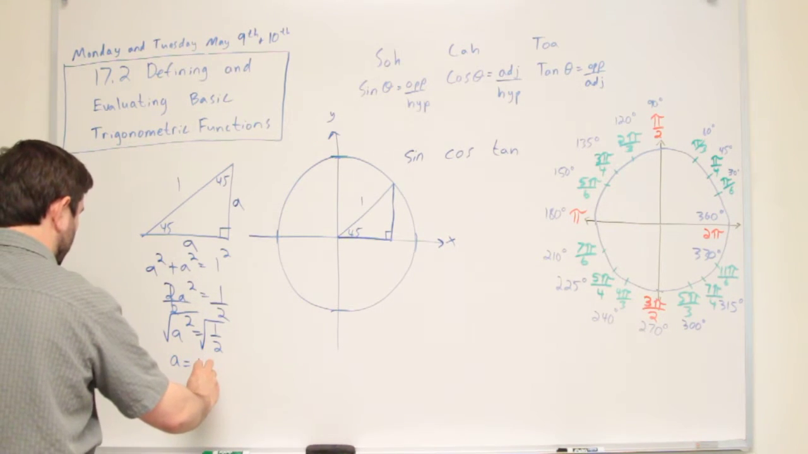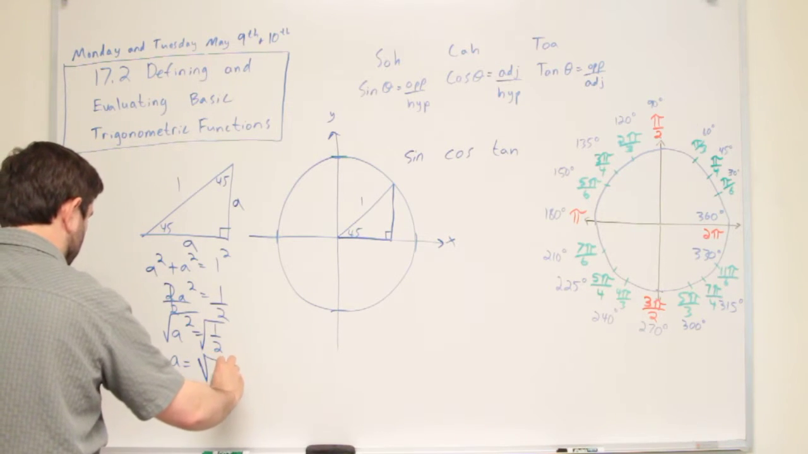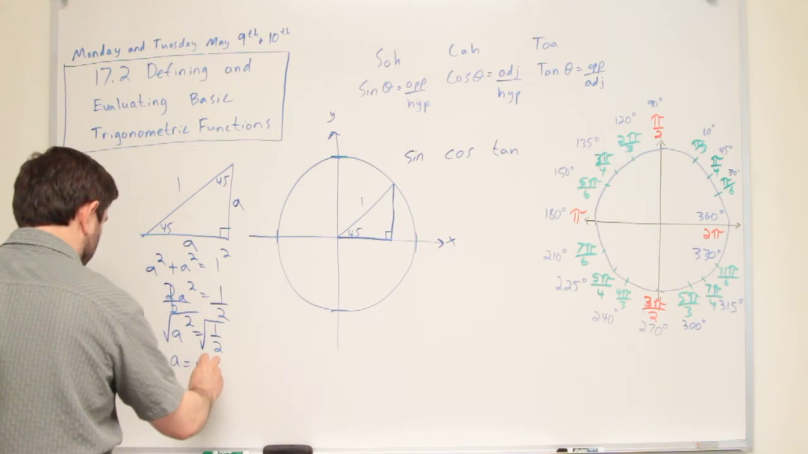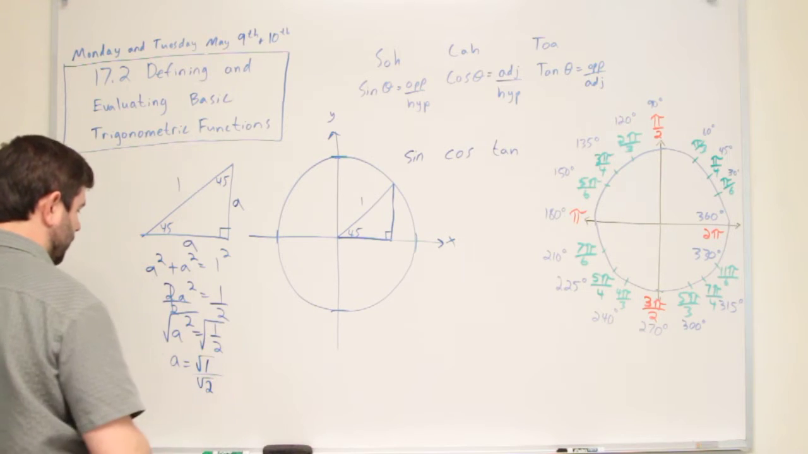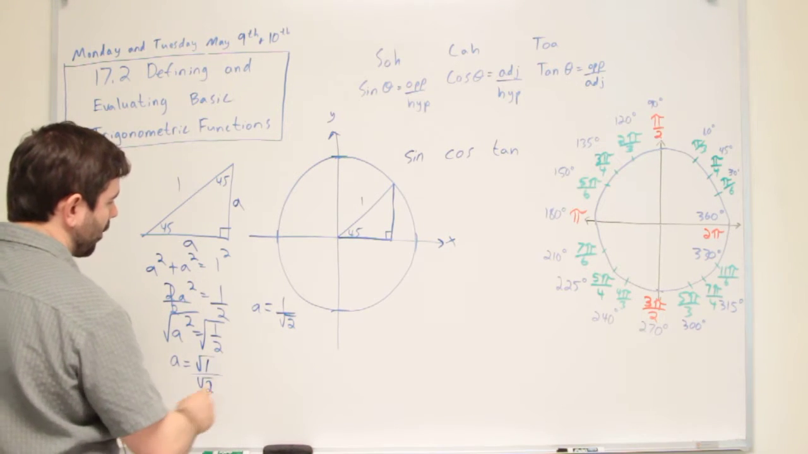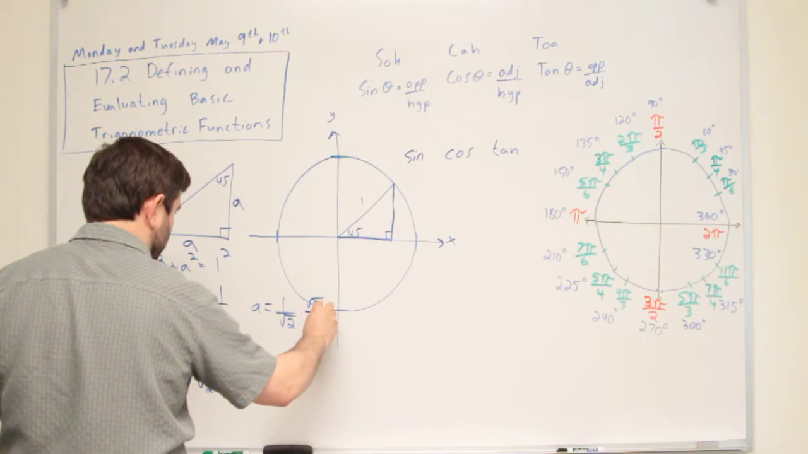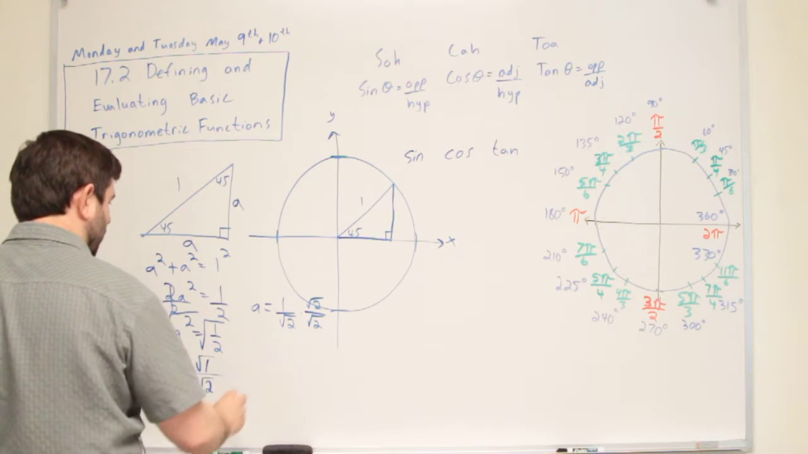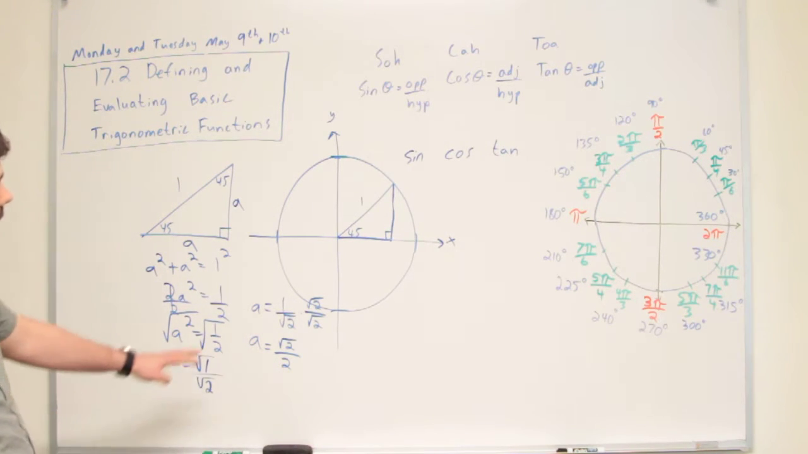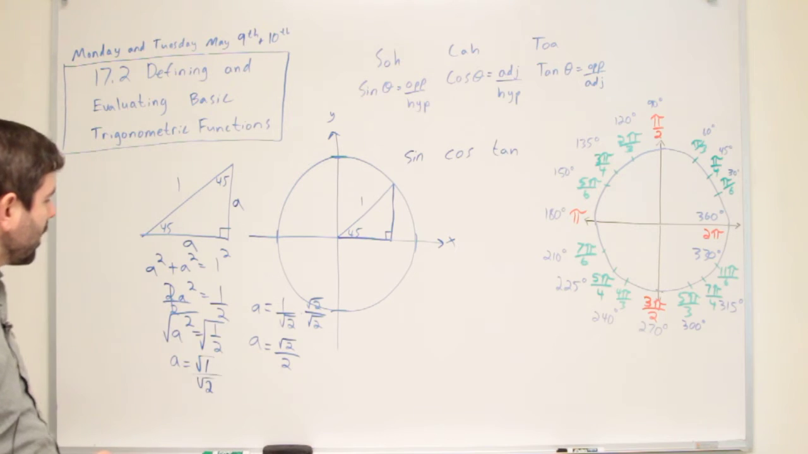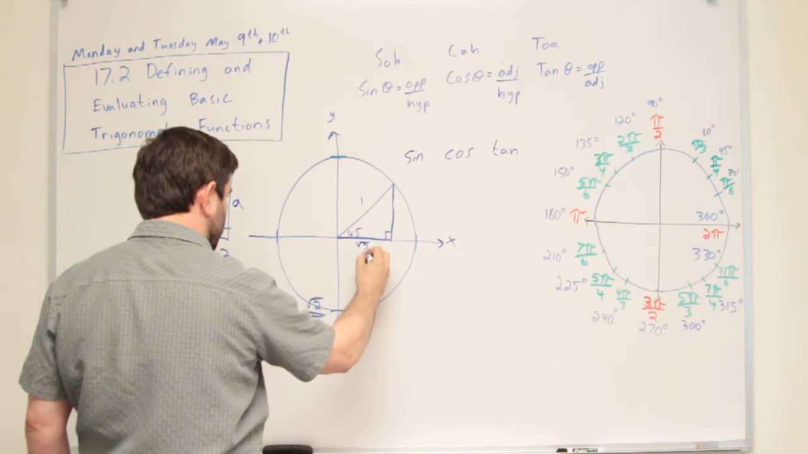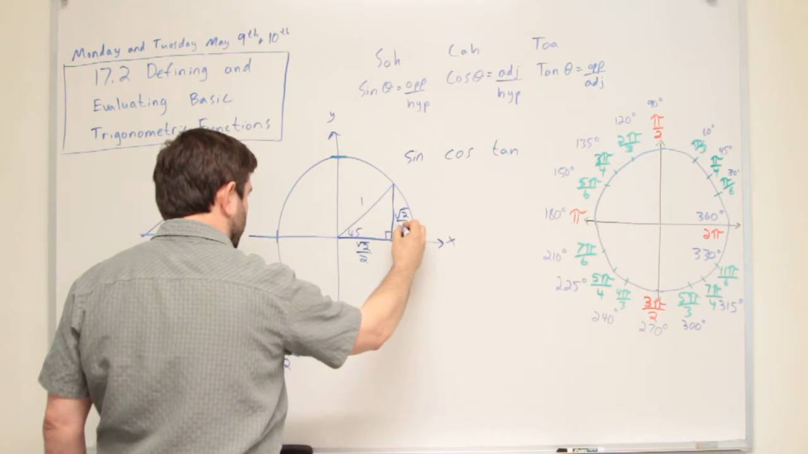A equals the square root of 1 over the square root of 2. A equals 1 over the square root of 2, and we don't like to have square roots in the denominator, so we're going to get rid of that. And we're going to have A equals the square root of 2 over 2. Okay, so in every 45, 45, 90 triangle, we have our hypotenuse of 1, and the side lengths are root 2 over 2, root 2 over 2.